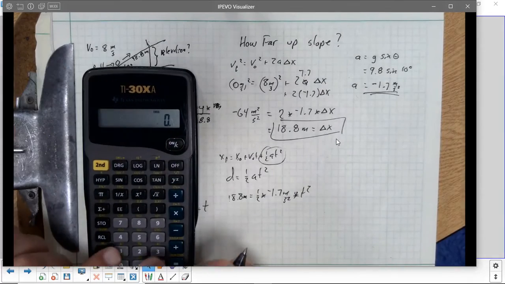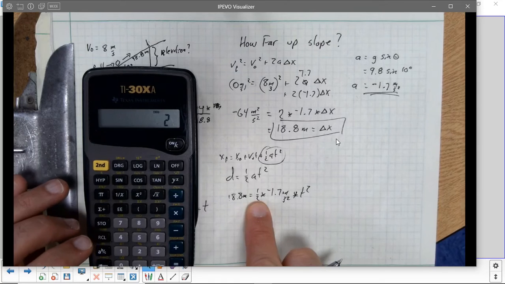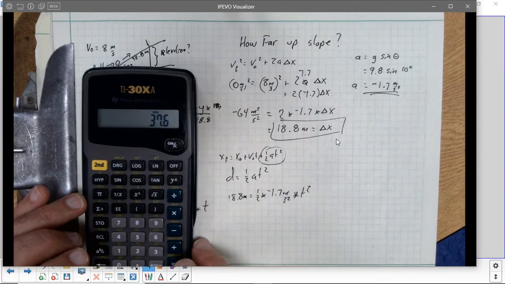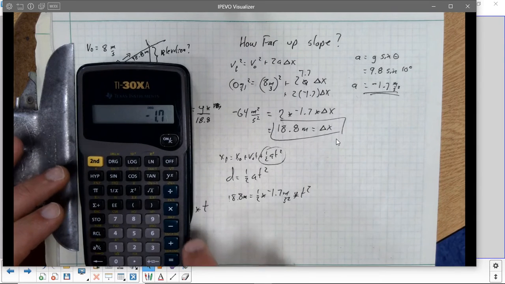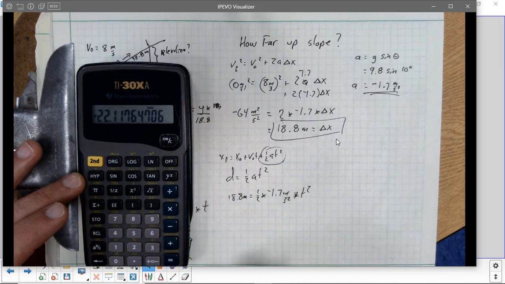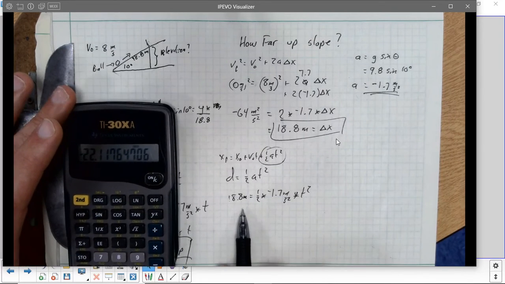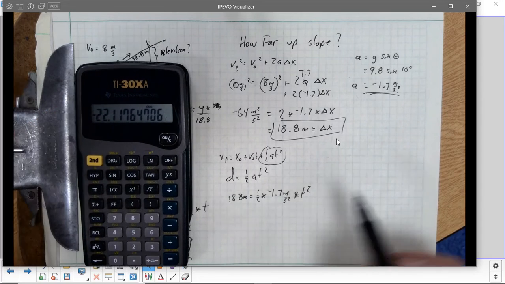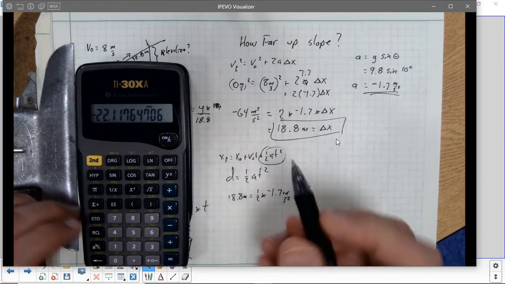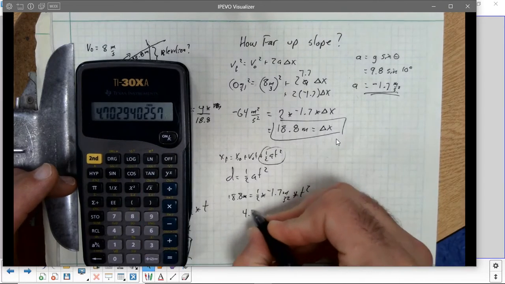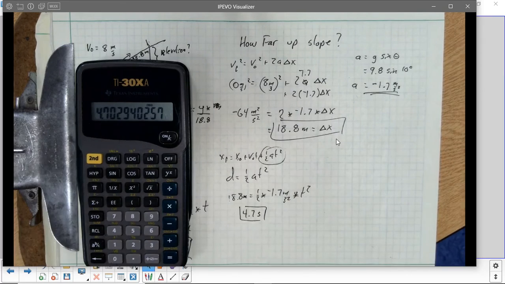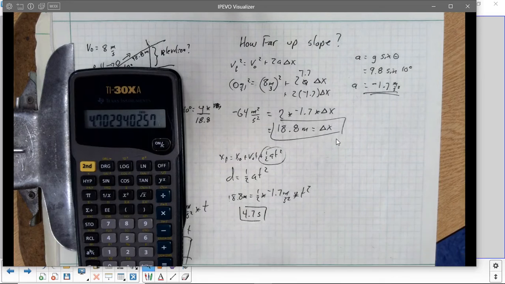So 18.8 times 2 gets rid of that, divided by 1.7, change sign. We have to change our signs around here, because that's what happens when you take a shortcut. Anyway, take the square root of that, and you get 4.7 seconds. If I have time, I may come back to this one to do it in a slightly more rigorous way. But I want to show one more example here.